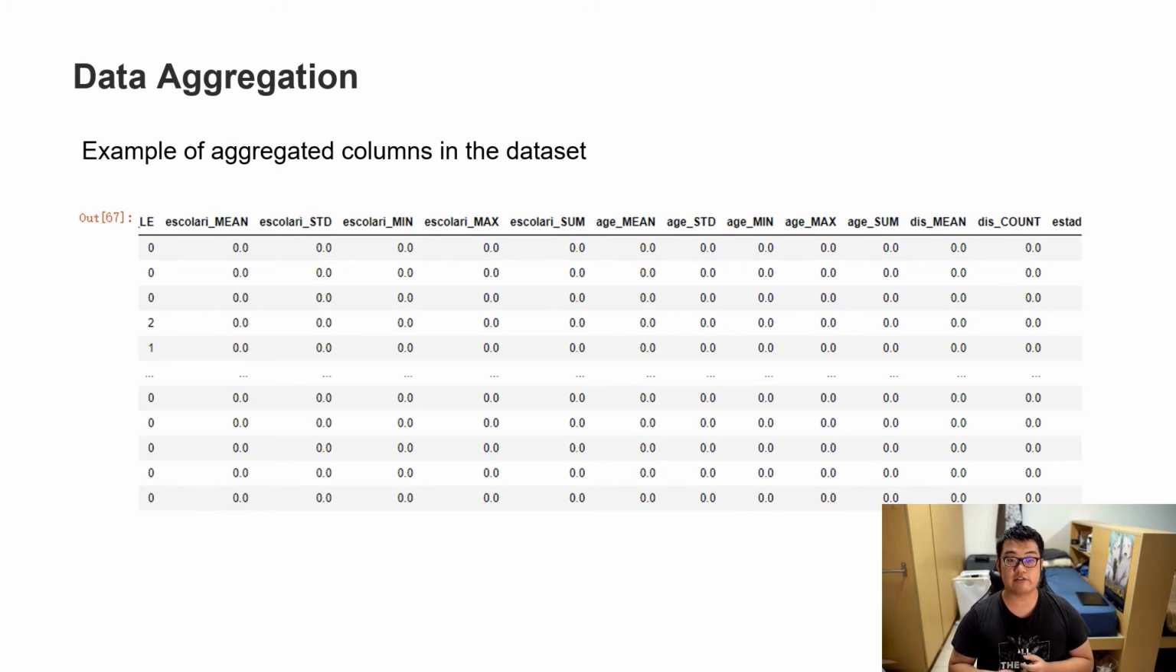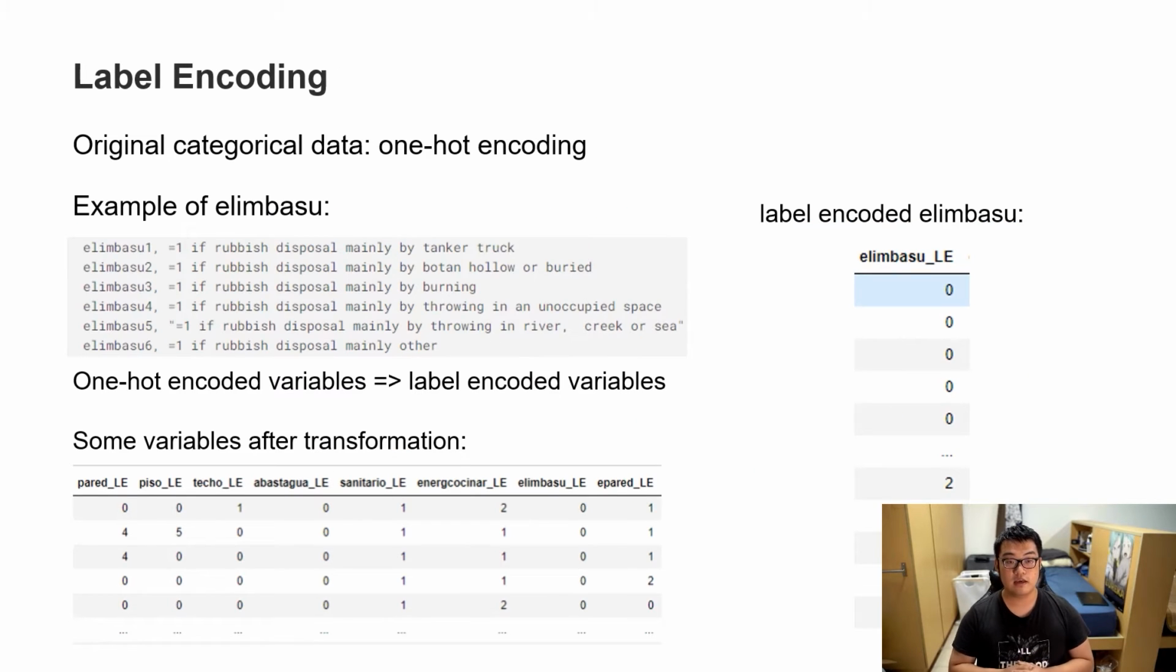Here's an example of the aggregated columns in the dataset. You can see that there is mean, there is sum, and there is maximum and minimum. Because the original categorical data are encoded using one-hot encoding, we transform them into label-encoded variables. After transformation, you can see the examples of the transformed data here.